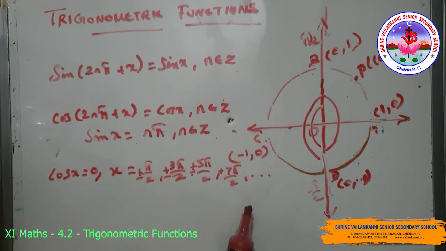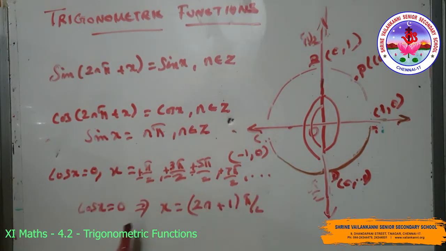So cos x vanishes when x is an odd multiple of pi by 2. We can write this as cos x is 0, which implies that x is equal to 2n plus 1 into pi by 2. When n is 0, it is 1 into pi by 2. When n is minus 1, it is minus pi by 2. When n is 2, 2 into 2 is 4, 4 plus 1 is 5, so 5 pi by 2. So we can generally write x as 2n plus 1 into pi by 2, where n is any integer, that is n belongs to Z.